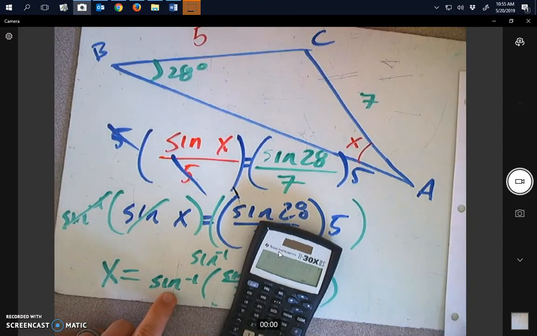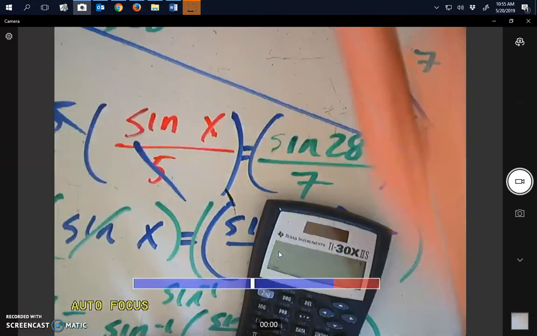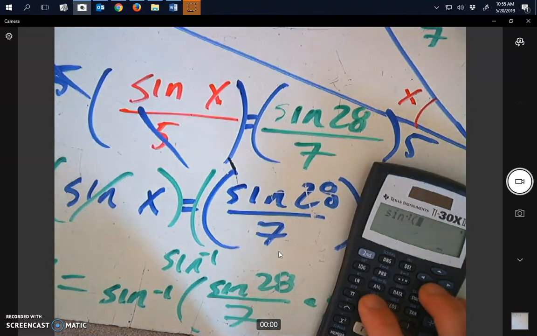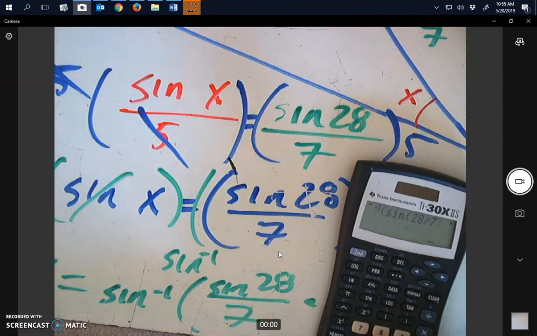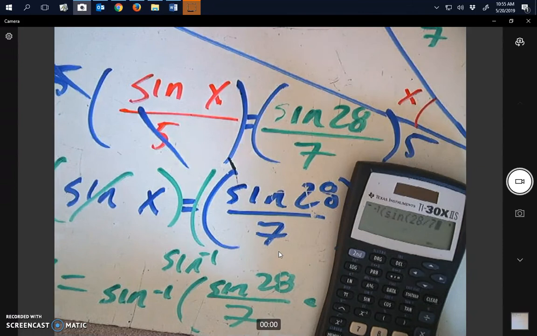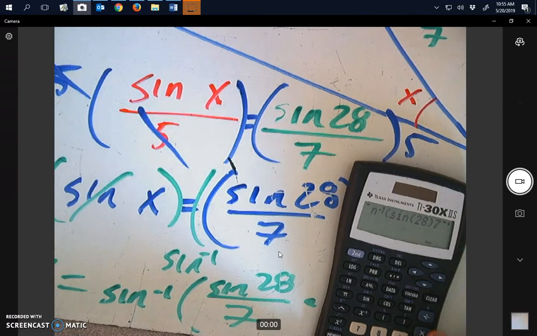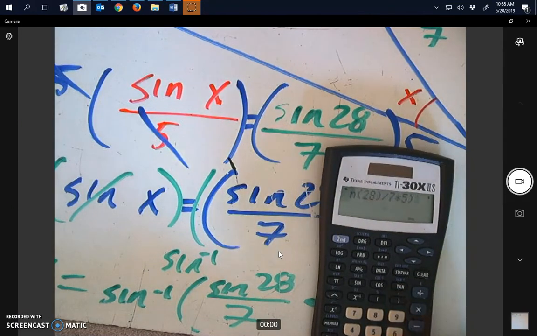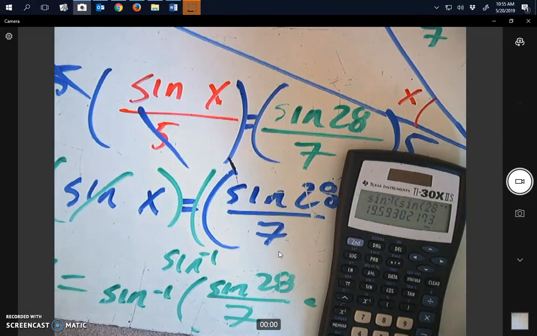We start with the inverse sine, so we can do second, and the inverse sine is right behind sine. It's kind of hard to see. We'll zoom in a little bit. So here's inverse sine, and then we're going to type in sine 28, divide by 7, and finally multiply by 5. Ooh, and I made a mistake here. You can see my sine 28, I didn't close it out. I need to do sine 28 parentheses, then divide by 7, and then finally multiply by 5. And that all equals 19.59, and it said round to the nearest degree. So we're going to round up to 20 degrees.